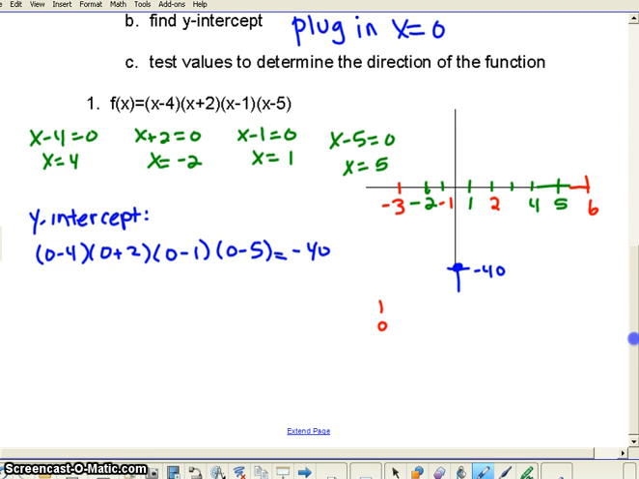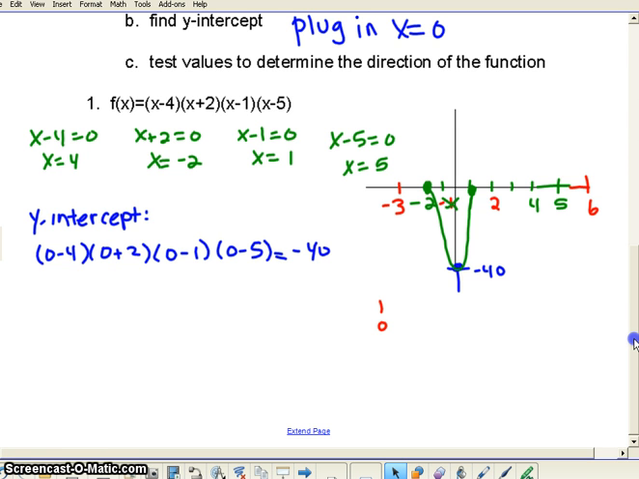All right, so let's think about this a second. If my graph is going to cross at negative 2 and positive 1, do I really need to test the negative 1? No, I don't need to, because how else am I going to get down here to negative 40 unless I go down, right? So I don't really need to test that point because I know the behavior there.